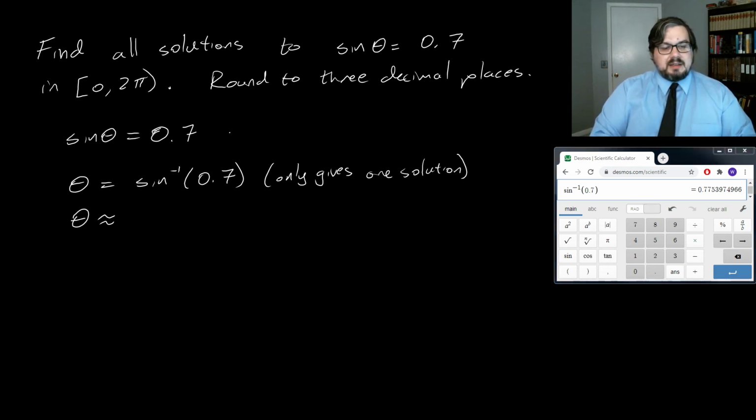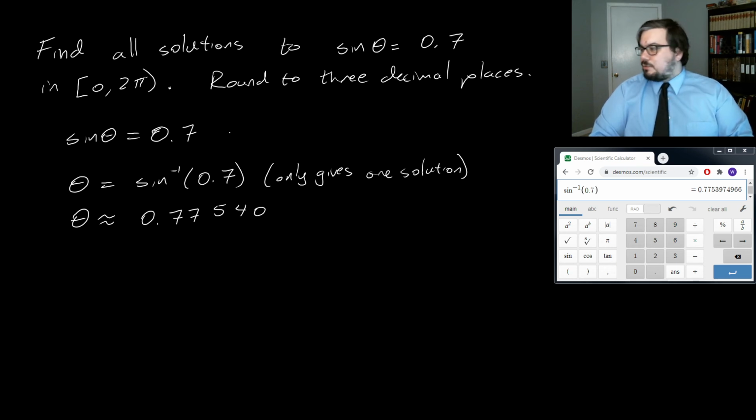So we get theta is approximately equal to 0.77, and because we're not quite at the end of the problem yet, I will use more than 3 decimal places. I'll go ahead and use 5. 0.77539 rounded would be 0.77540. Okay, so theta is approximately 0.7754, and that's going to, as I said, give us one solution.